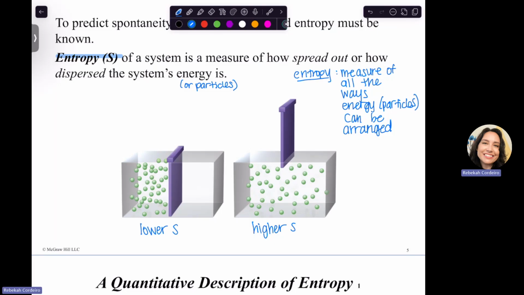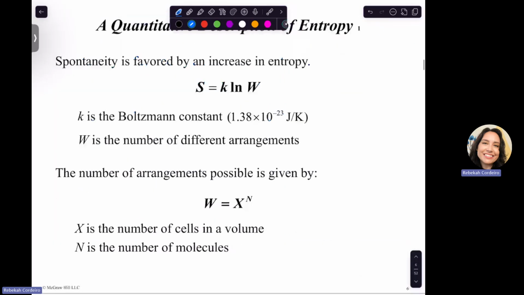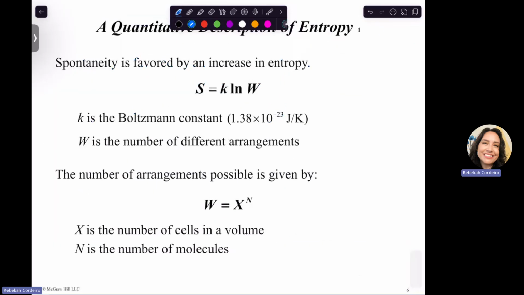So changing the volume available for a gas to float around in can increase or decrease the entropy. So spontaneity is favored by an increase in entropy.